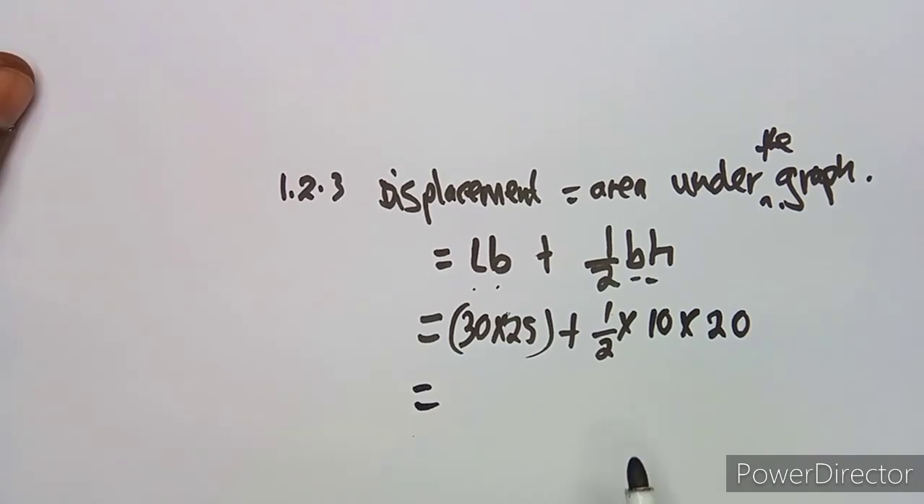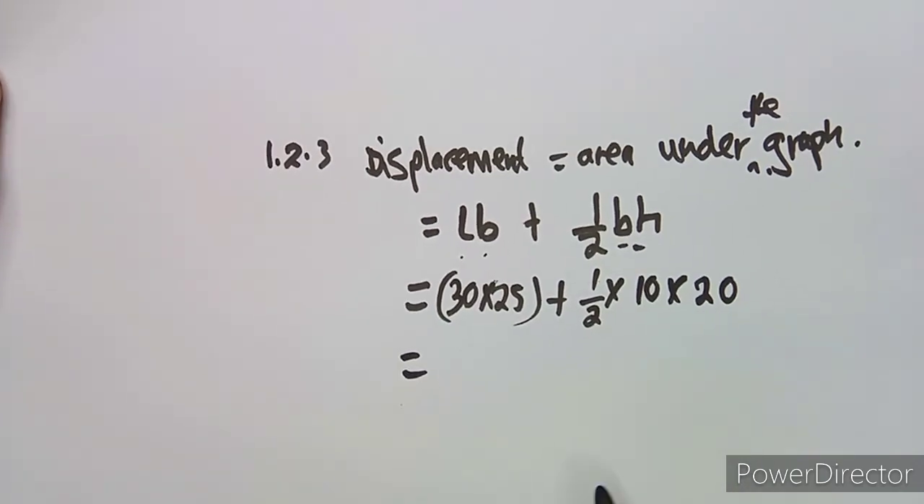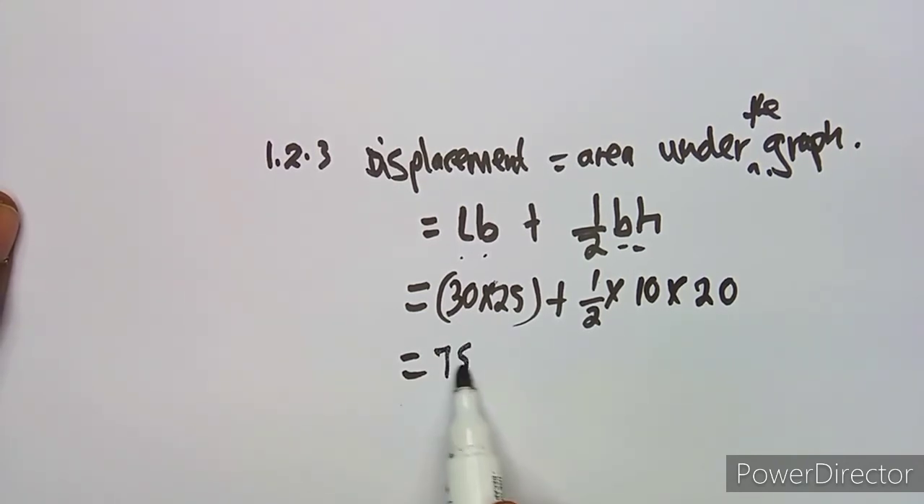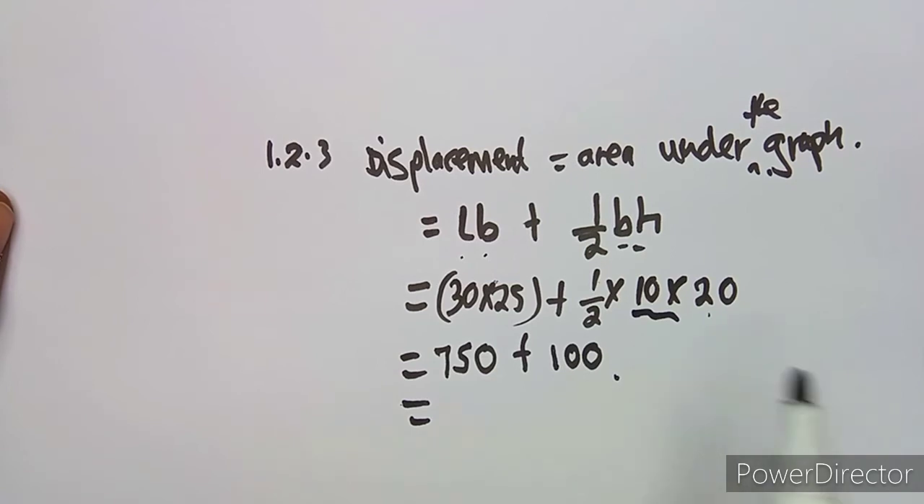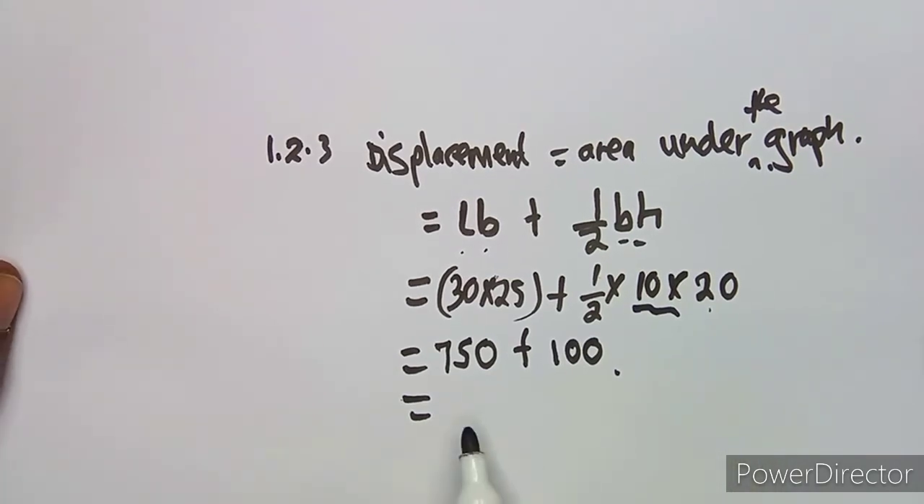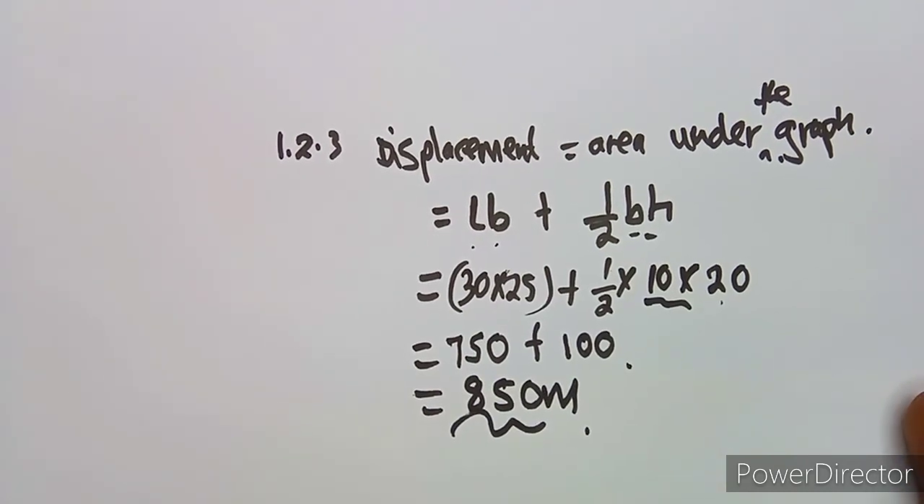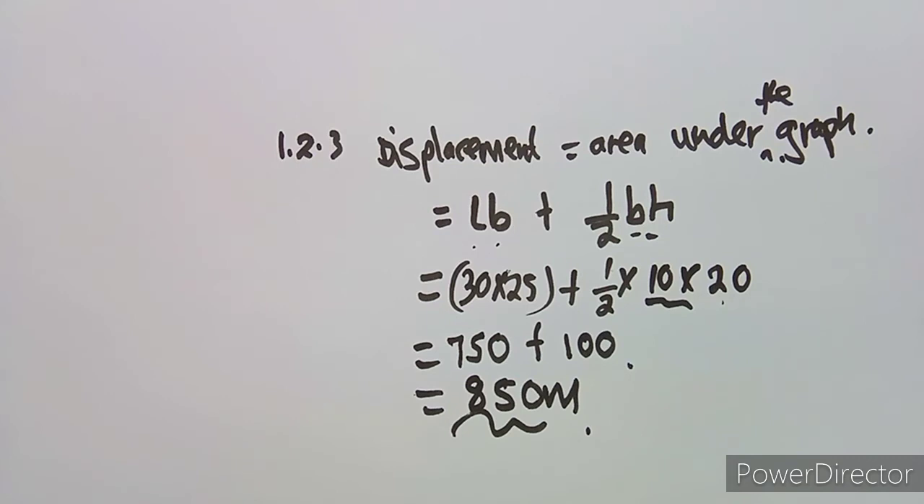So if you multiply 30 and 25, this part that we have, we're going to obtain 750, plus 100 from your calculator. If you multiply this, it's going to give you 100. So if you add, you're going to obtain 850 meters. So this is displacement. Remember, guys, displacement is actually measured in meters.